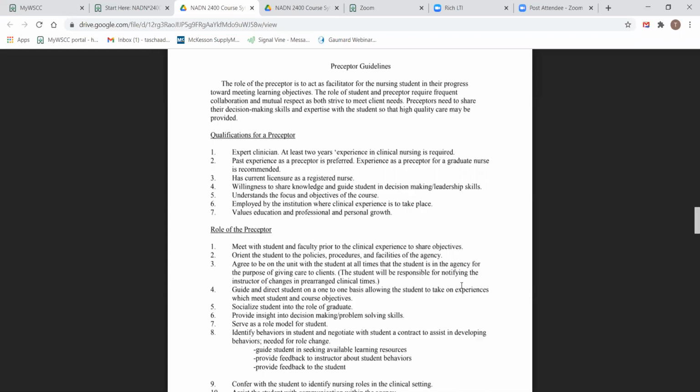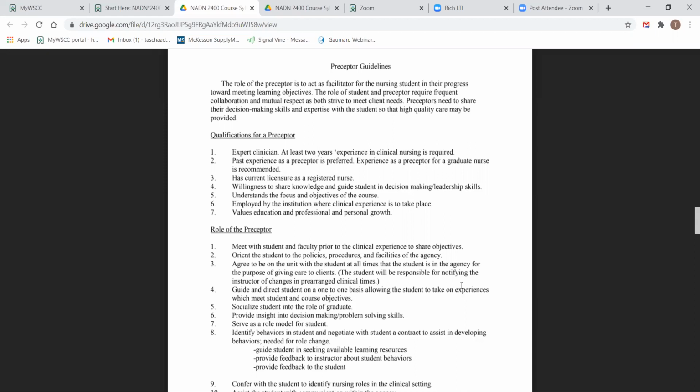Preceptors, where agility care may be provided. The qualifications: the expert clinician. This has recently changed. So we've always tried to strive to have at least 2 years of experience with our clinical preceptors. That's recently changed, so we can have less than 2 years of experience. The way we obtain our preceptors is through the managers at the hospital setting. So they may have somebody who's a very strong nurse who's had 1.5 years of experience, and they can show that they have the expertise to be able to be a preceptor.